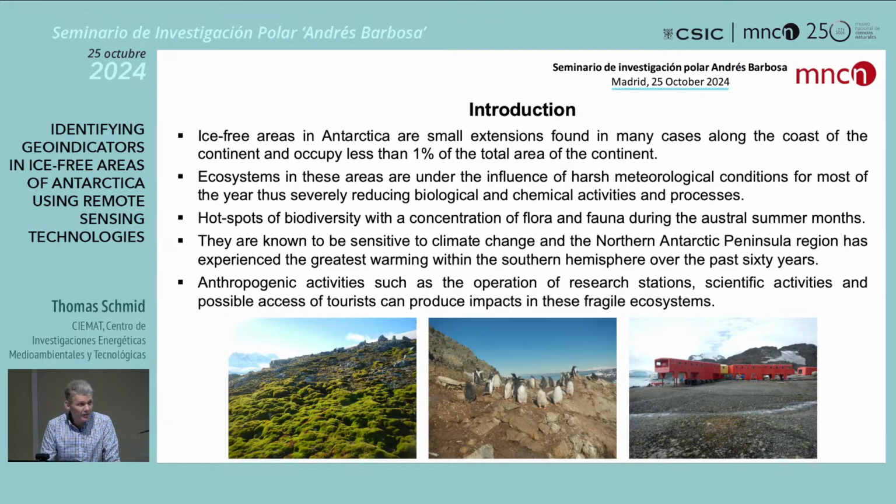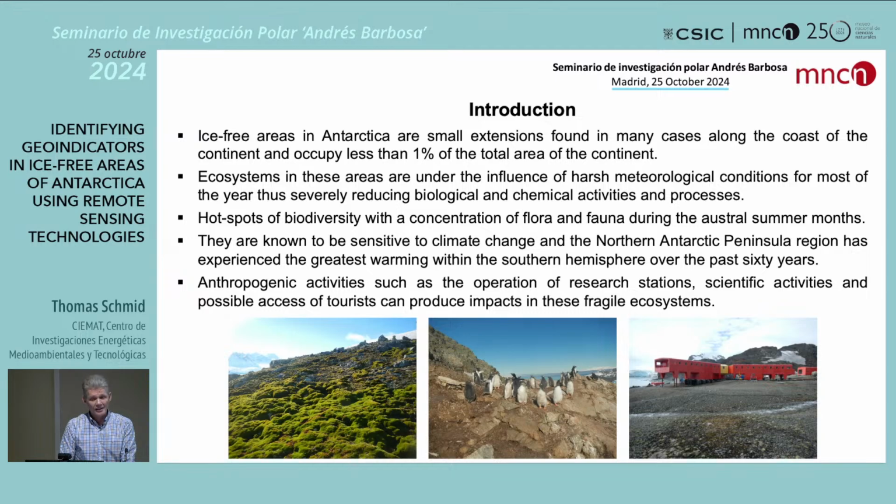So these ice-free areas are really small extensions, mainly along the coastlines of Antarctica and the islands where we normally go to, the South Shetland Islands. And it's about 1% of the total area of Antarctica, so a very small area.